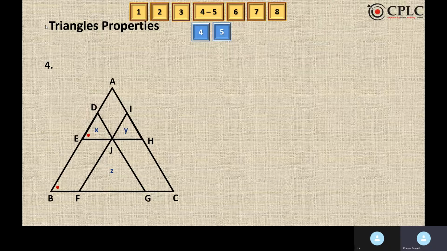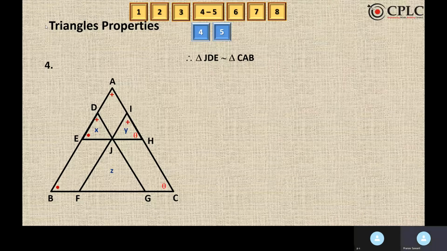Now, we have one thing: angle E and B are equal angles according to corresponding angles. Angle D and A are also equal by applying corresponding angles. Hence, we can say that triangle JDE and triangle CAB are two similar triangles by applying the angle-angle test.